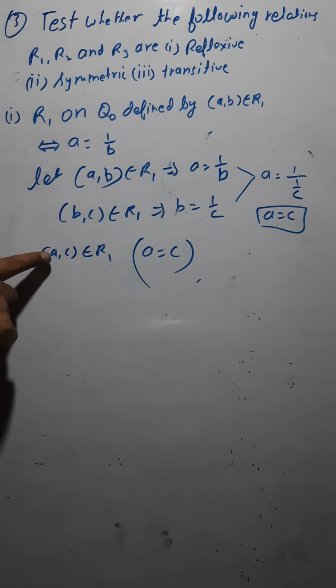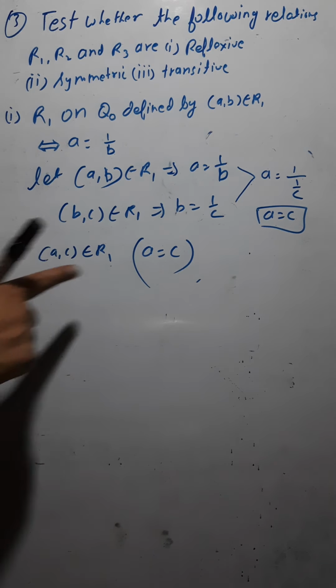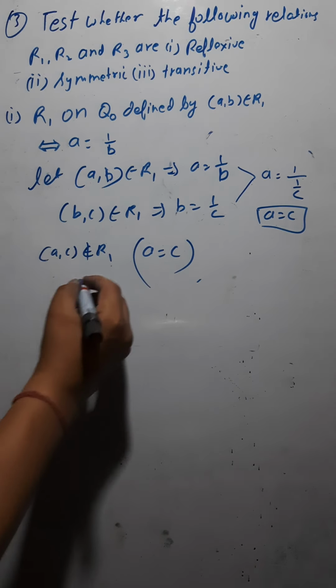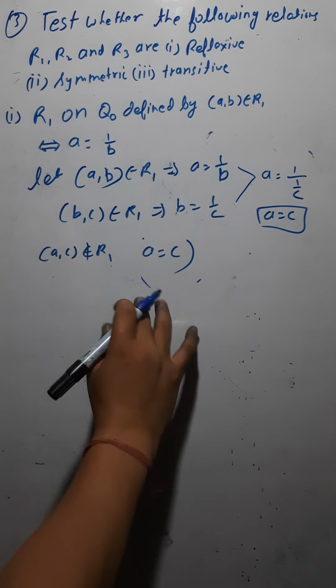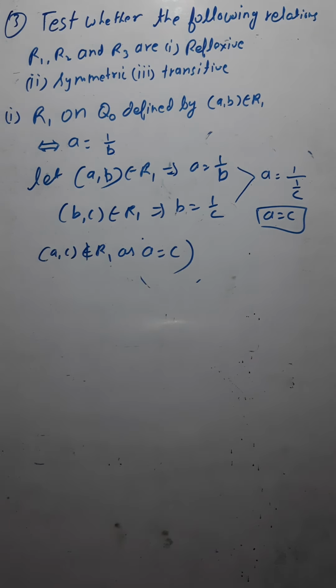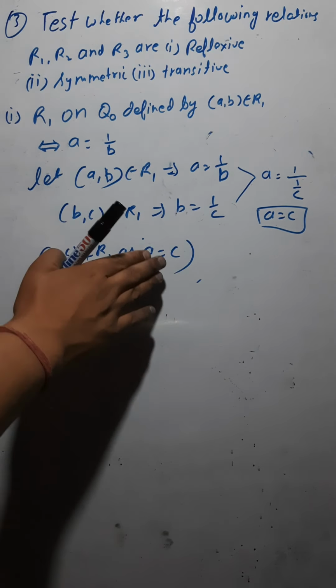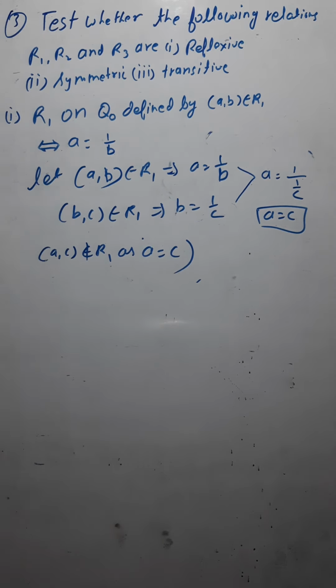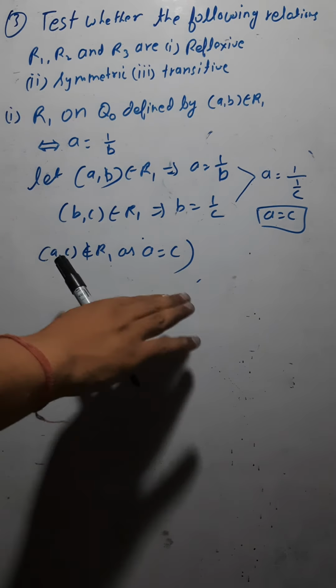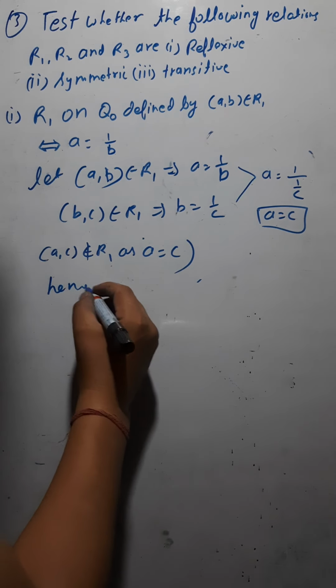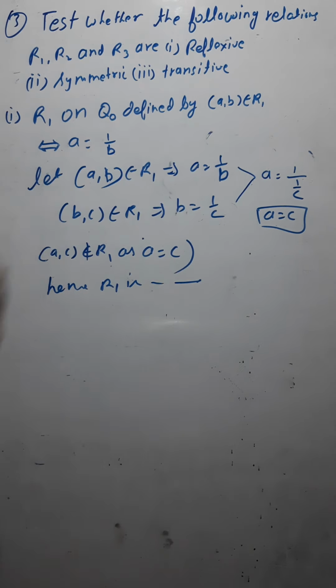But we should have A equal to 1 by C, and this condition is not being followed here. So hence this ordered pair would not be there in the relation, as A is not equal to 1 by C. Had A been equal to 1 by C, then you would have called the relation a transitive relation. So in this case the relation is not transitive. Hope you are getting this. So I would say R1 is not a transitive relation.